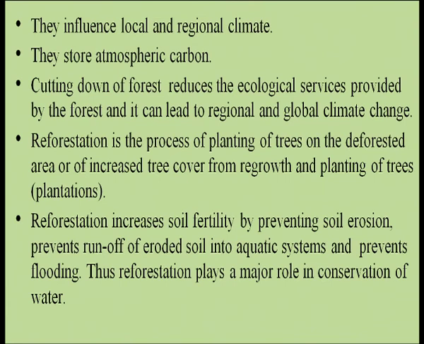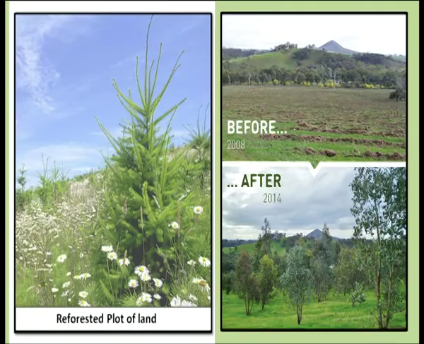Reforestation is the process of planting of trees on deforested areas or increased tree cover from the regrowth and planting of trees, that is called plantation. Reforestation increases soil fertility by preventing soil erosion, prevents runoff of eroded soil into aquatic system and thereby prevents flooding. Thus, reforestation plays a major role in conservation of water.